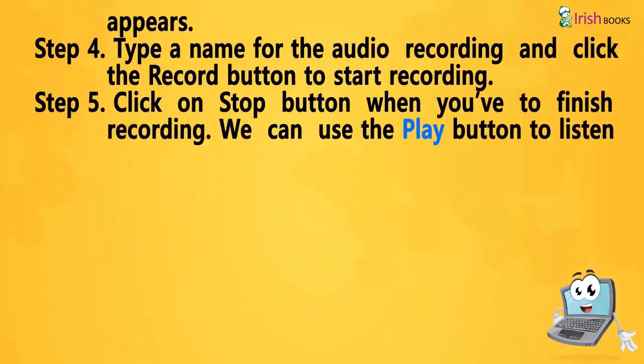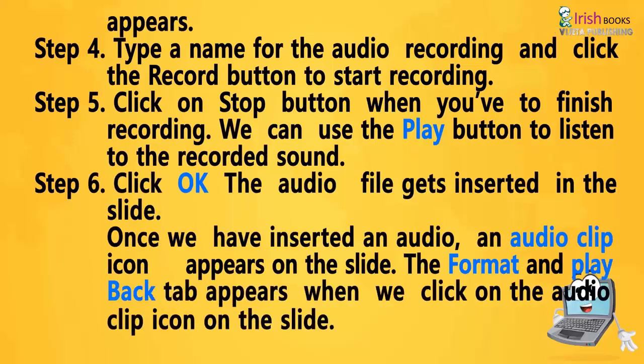Step 4. Type a name for the audio recording and click the record button to start recording. Step 5. Click on the stop button when you have finished recording. We can use the play button to listen to the recorded sound. Step 6. Click on OK. The audio file gets inserted in the slide. Once we have inserted it, an audio clip icon appears on the slide. The Format and Playback tabs appear when we click on the audio clip icon on the slide.